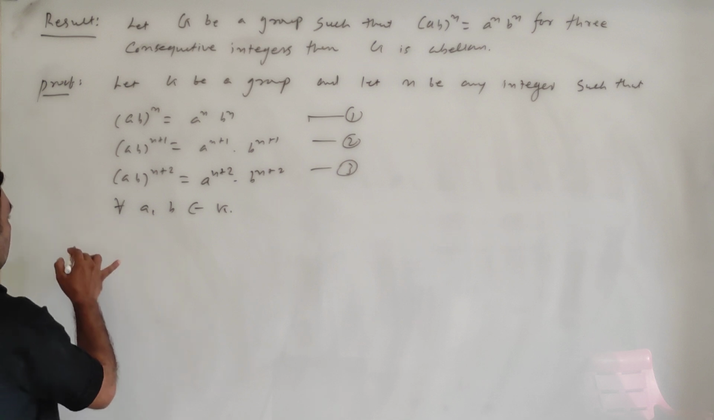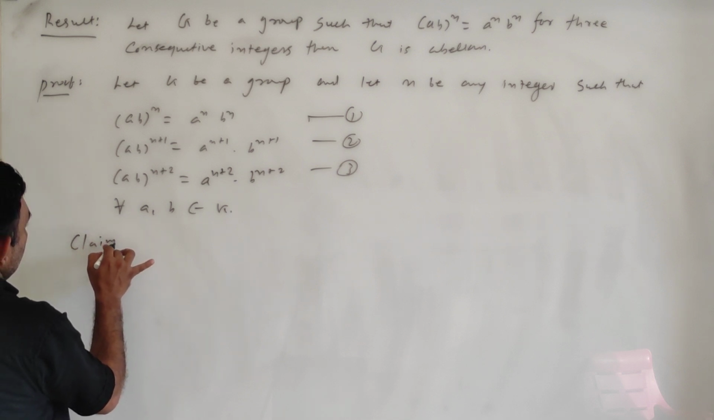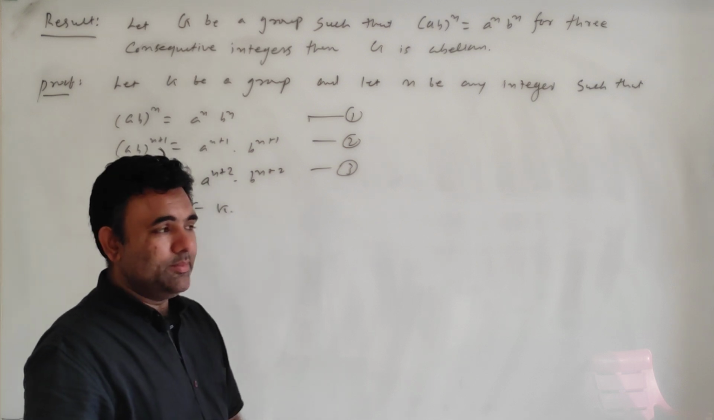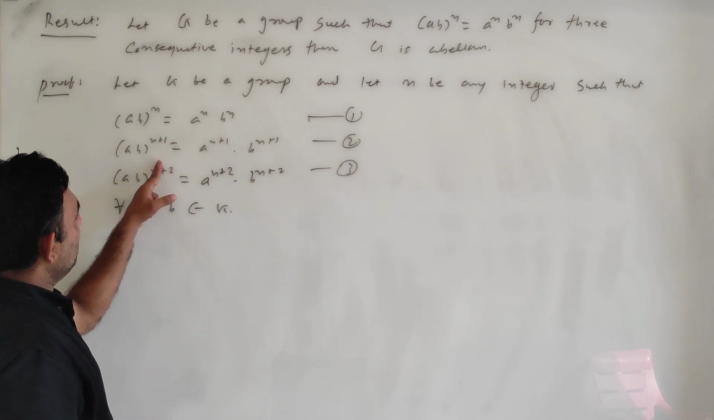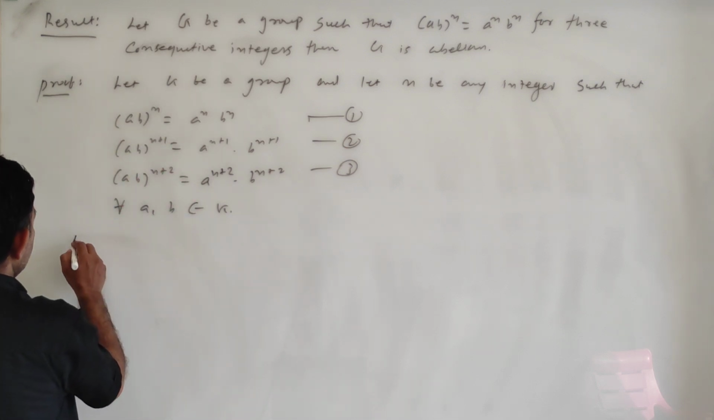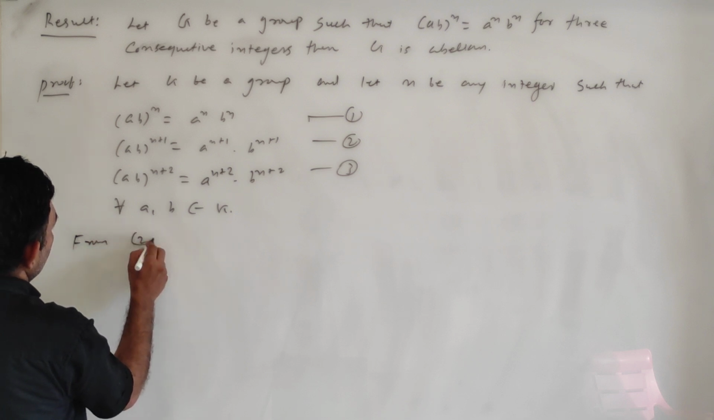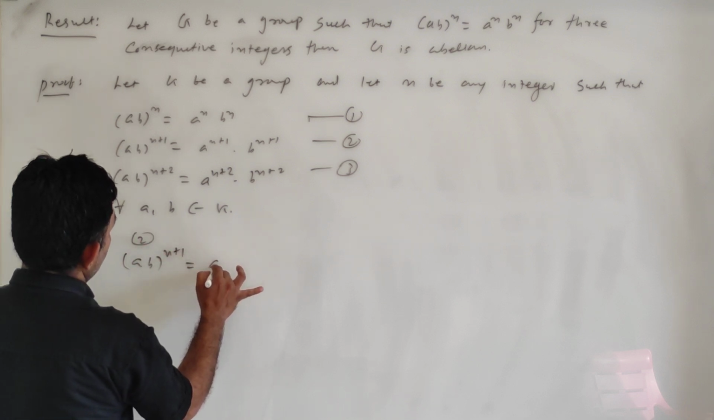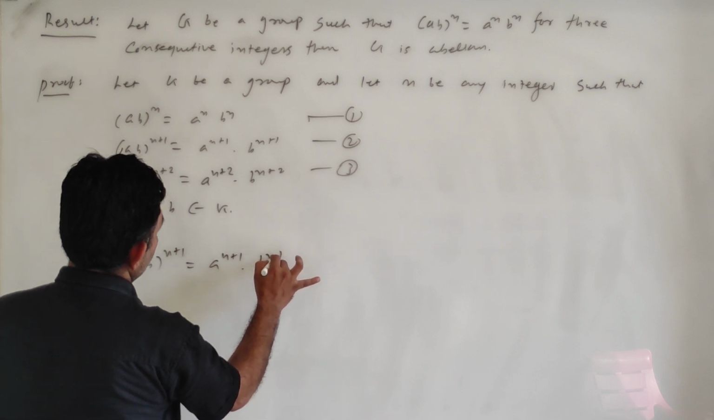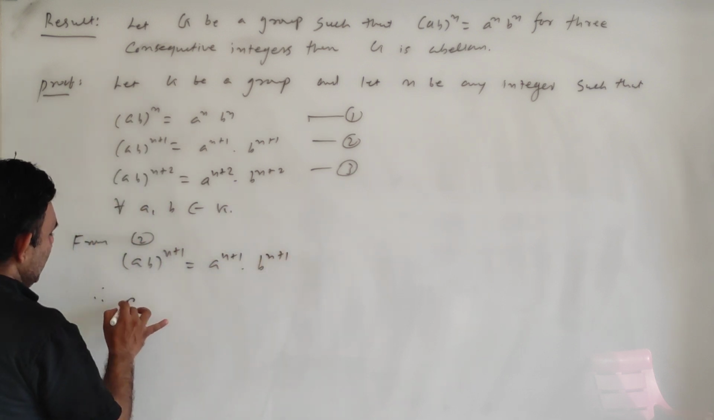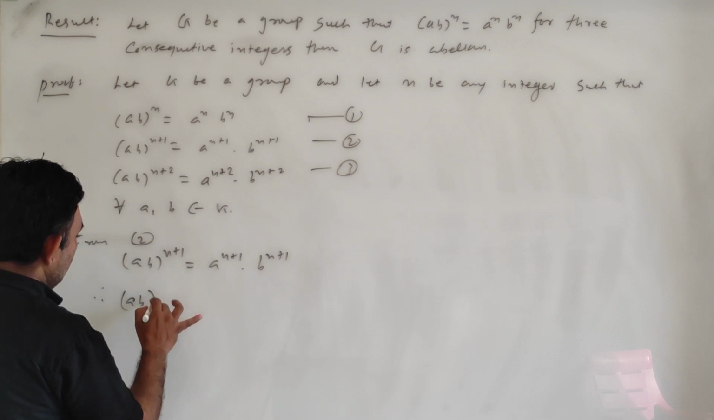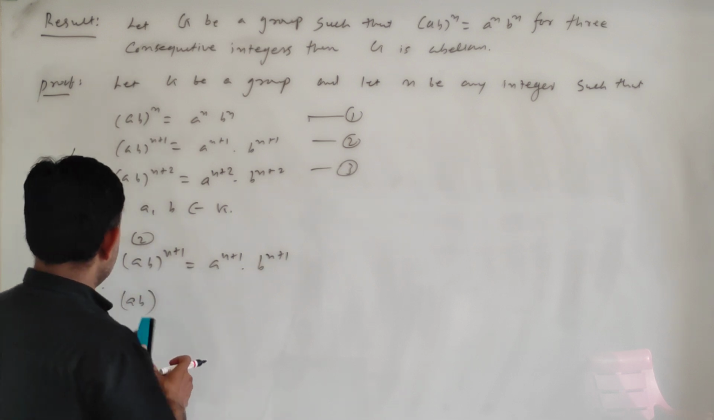So now my claim is what? G is abelian. Okay, so to prove that G is abelian, let me start with 1 and 2. From 2, let me start. (ab) raised to n plus 1 is equal to a raised to n plus 1 into b raised to n plus 1. But this can be written as (ab) raised to, okay, fine, let me write in this way.